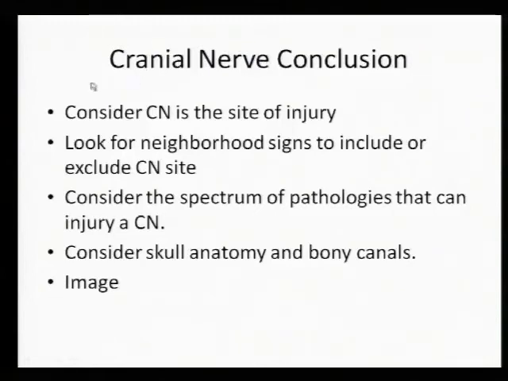Okay, so when you're considering cranial nerve problems, where is the site of injury? That's what you're trying to sort out. And you're going to sort that out by neighborhood signs. And then there's a spectrum that we've covered for each of these. And then you always want to think about the skull anatomy and bony canals as playing a part of this. Imaging will help you in all that.